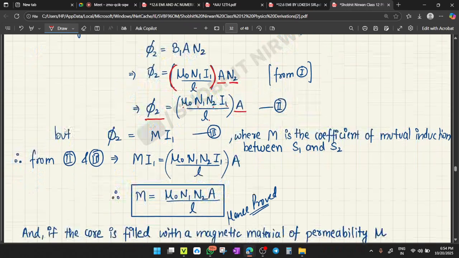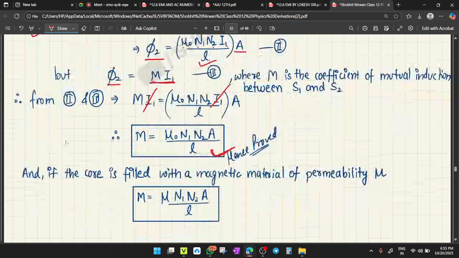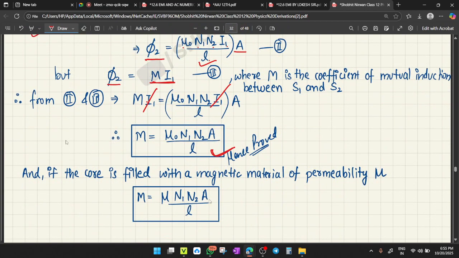Now, by the definition of mutual induction, phi 2 equals M I1. Now compare both the right parts. The left part equals M I1 and here it equals mu naught N1 N2 A I1 upon L, right? So I1 and I1 cancel out and M equals mu naught N1 N2 A upon L. Yes or no? Remember last day the formula of self-induction was mu naught N1 squared A upon L. Got it? But here there is a split of the turns, as N1 is in the first coil and N2 in the second coil. So M equals mu naught N1 N2 A upon L.